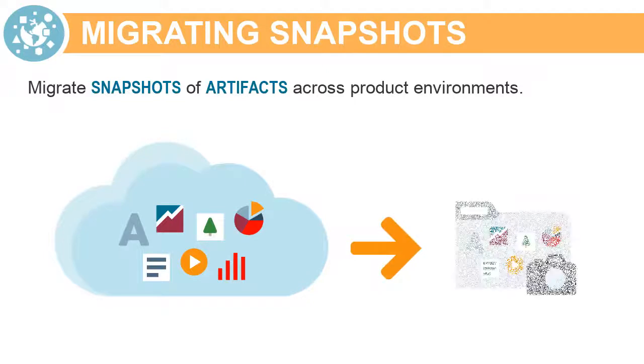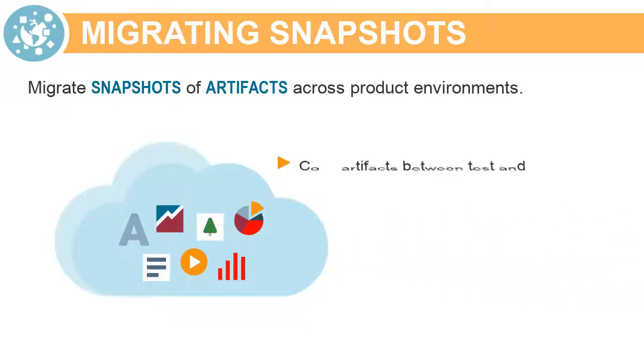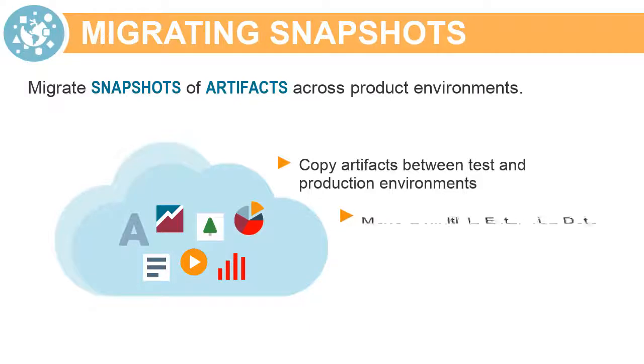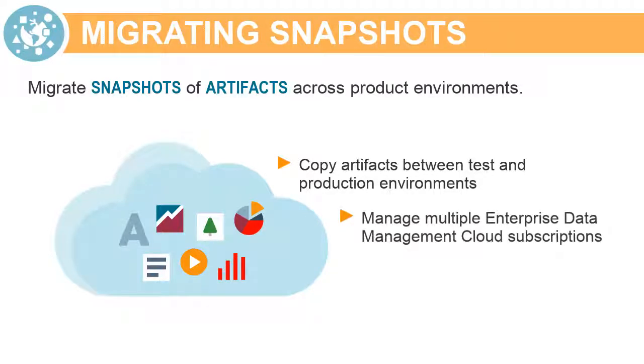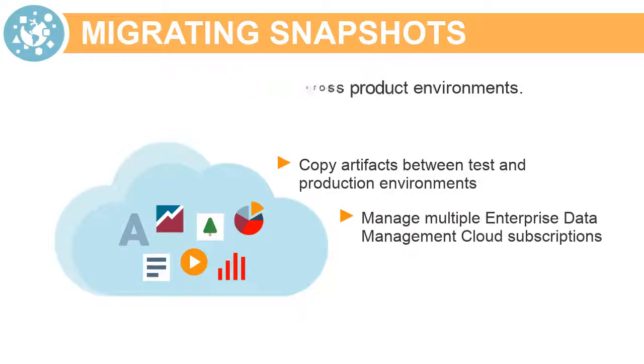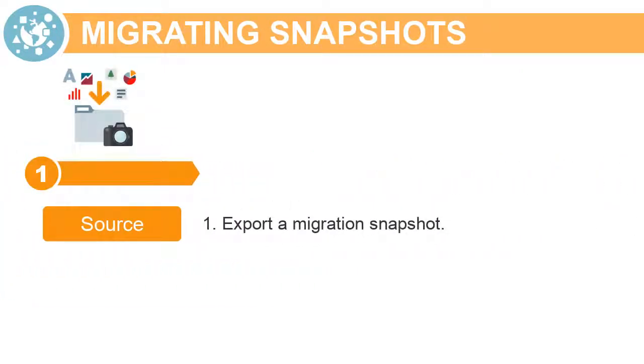A snapshot is a compressed file archive of the selected artifacts. Use migration, for example, to copy artifacts between test and production environments, or to manage multiple Enterprise Data Management Cloud subscriptions. To migrate a snapshot, first, in the source environment, you export a migration snapshot.